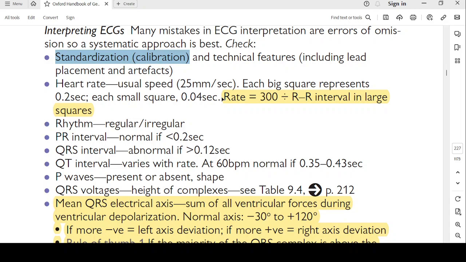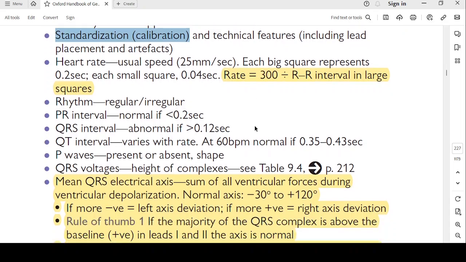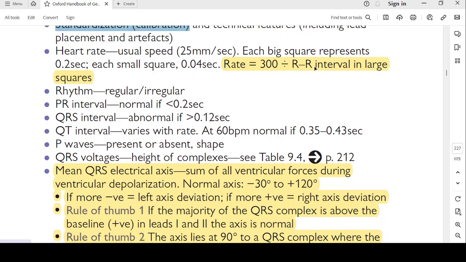Heart rate, how do you calculate it? Heart rate is equal to 300 divided by the RR interval in large squares. So it is the time elapsed between two RR intervals.